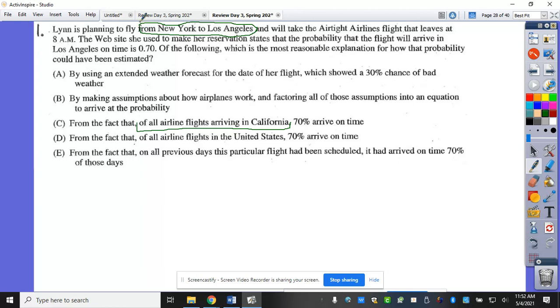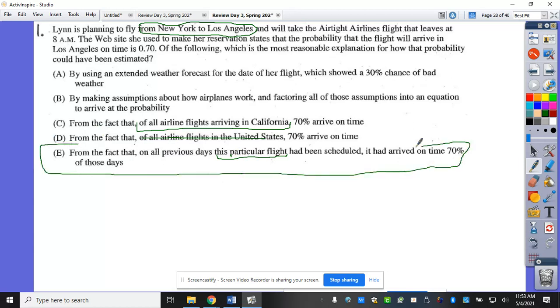It is specific, and 22% of people chose C. I think they just quit reading. So we're getting there, but we're just not there yet. From the fact that of all airline flights in the United States, well, now we're getting worse. We're getting more generic. On all previous days from this particular flight had been scheduled. So I'm being specific to this particular flight. Of particular flights that are just like this, 70% of those arrived on time. E is your best bet. E is your answer. I'm not as concerned with people missing A and B. I'm concerned with the 22% of people that chose C because they quit reading.